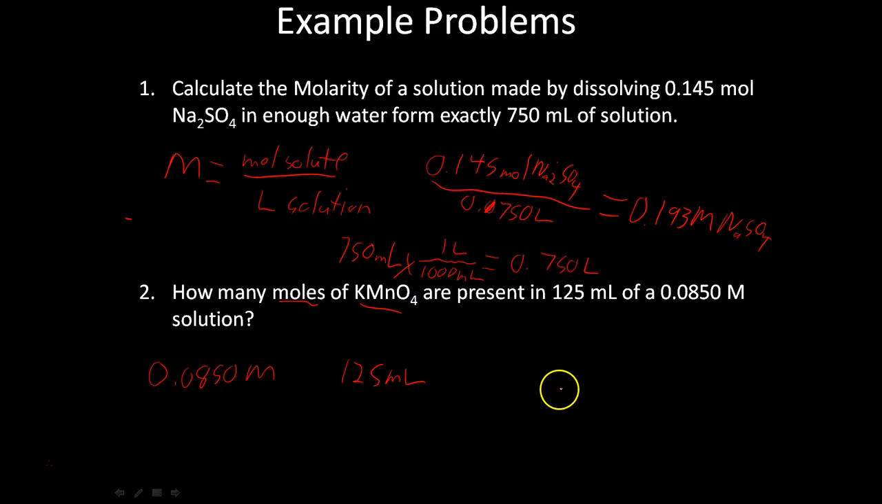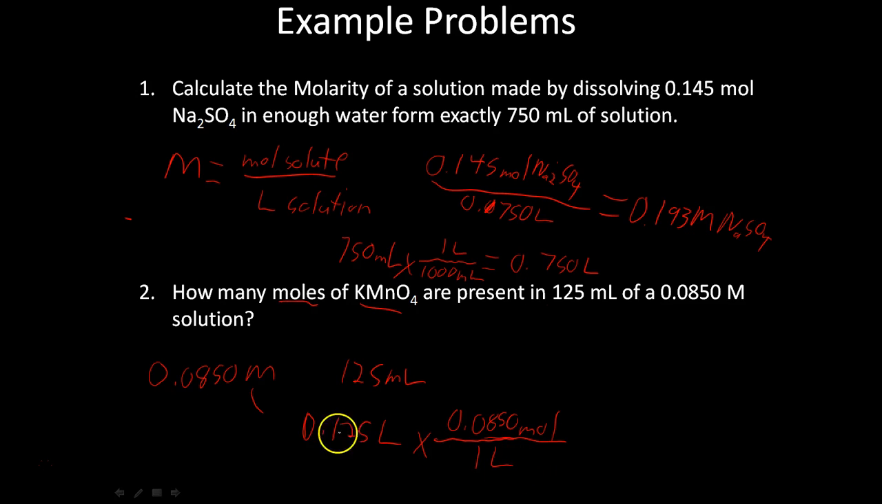Well, what in the world are we going to do with that? Remember what molarity breaks down into: moles of solute per liters of solution. If we have the volume of the solution, we can actually find the number of moles of solute. So starting down here, I'm going to go ahead and convert that to liters. So that's 0.125 liters of solution times our molarity, 0.0850 mole per 1 liter.